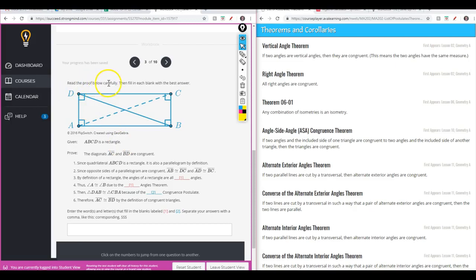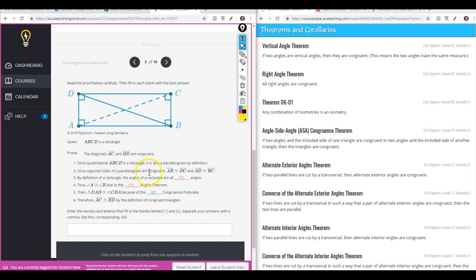Alright, read the proof carefully, then fill in each blank with the best answer. Given that ABCD is a rectangle, prove that the diagonals, segment AC and segment BD, are congruent. Since quadrilateral ABCD is a rectangle, it is also a parallelogram by definition.